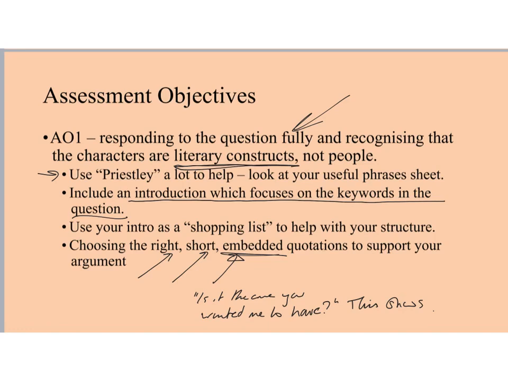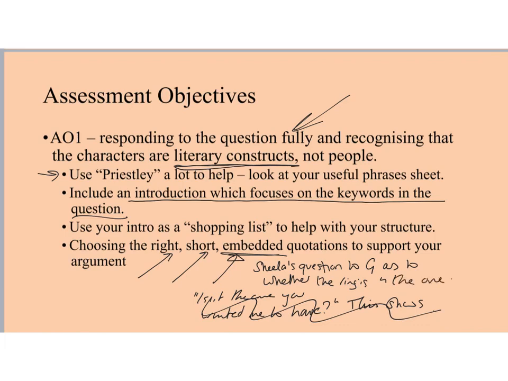You might want to say instead, Sheila's question to Gerald as to whether the ring is the one you wanted me to have, etc. It flows as part of your own sentence. That's embedding.